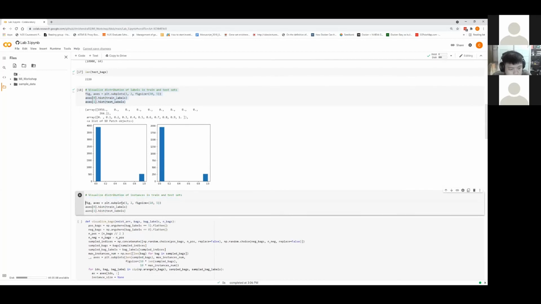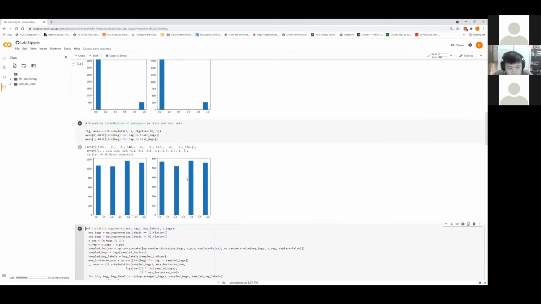Similarly, we can copy the cell and visualize the distribution of the number of instances across the training and test sets. To do that, we plot the histogram of the length of each bag inside trainbags. This prints the histogram that contains the length of each bag. I can do the same for the test bags. We can see that the number of instances ranges from 3 to 6 in both training and test bags.